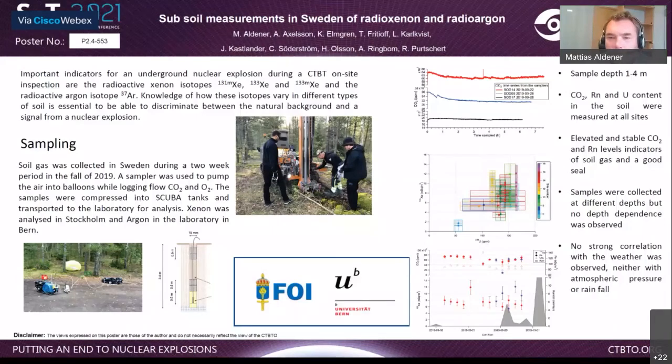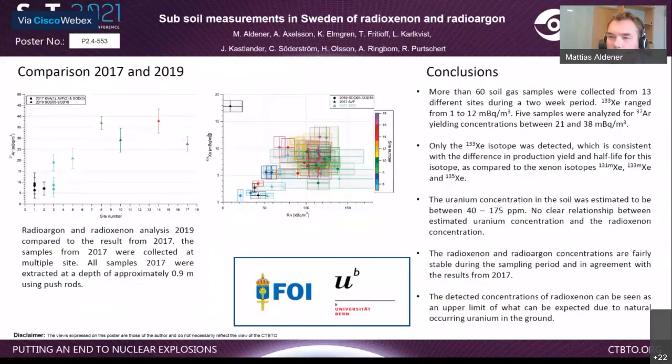The poster, as you can see, describes collection of soil gas as well as the results from the measurements in Sweden. And you see some of the results here. I'll switch to the next slide. And here you see the results for argon-37 and xenon-133. These are the only xenon isotopes we detected, but these two isotopes are detected in all the samples we analyzed for this site. If you want to see the details, please visit the poster or try to find me on this platform. Thank you for watching. Thank you, Jonathan.